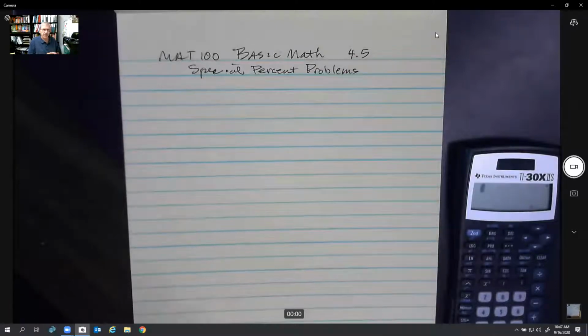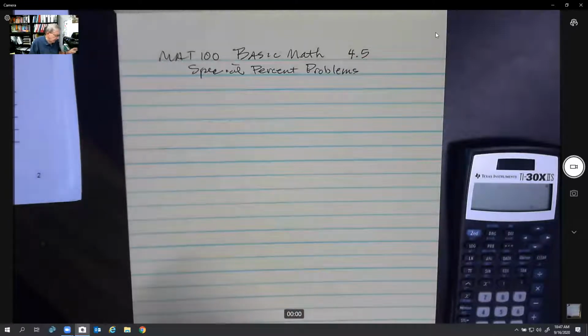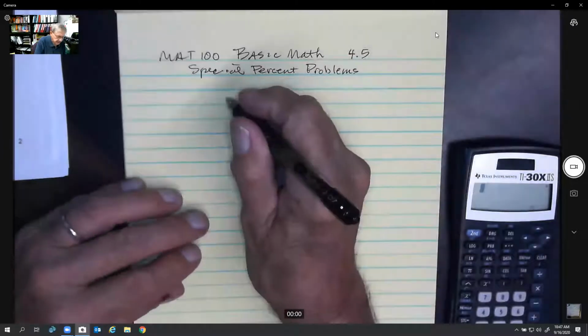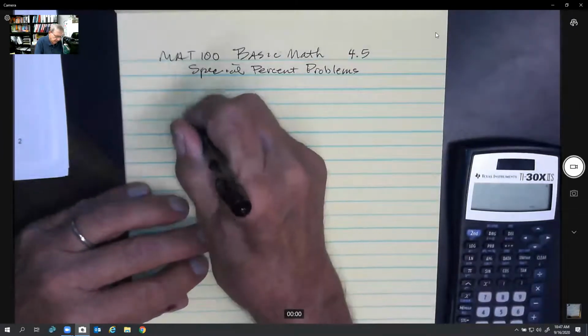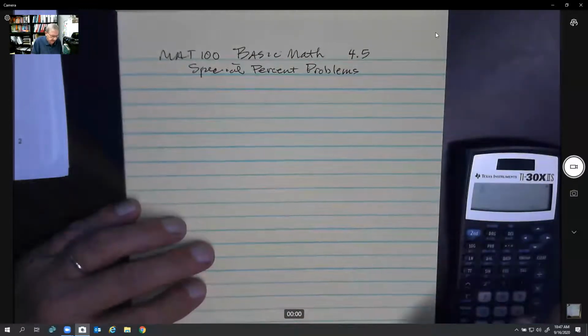Section 4.5, Special Percent Problems. These are special problems that come up in everyday life or are similar to problems that you might encounter. The first thing we have to look at is things that are on sale, when you buy merchandise and get a discount.